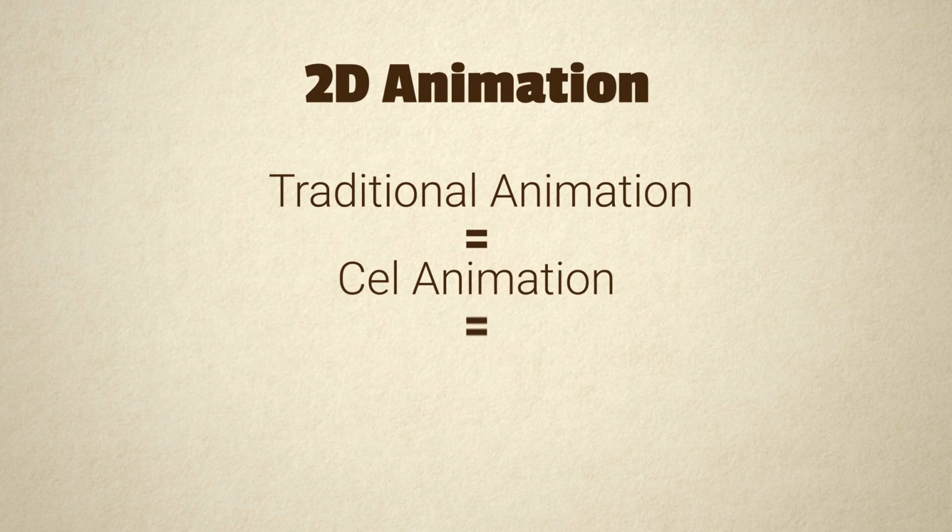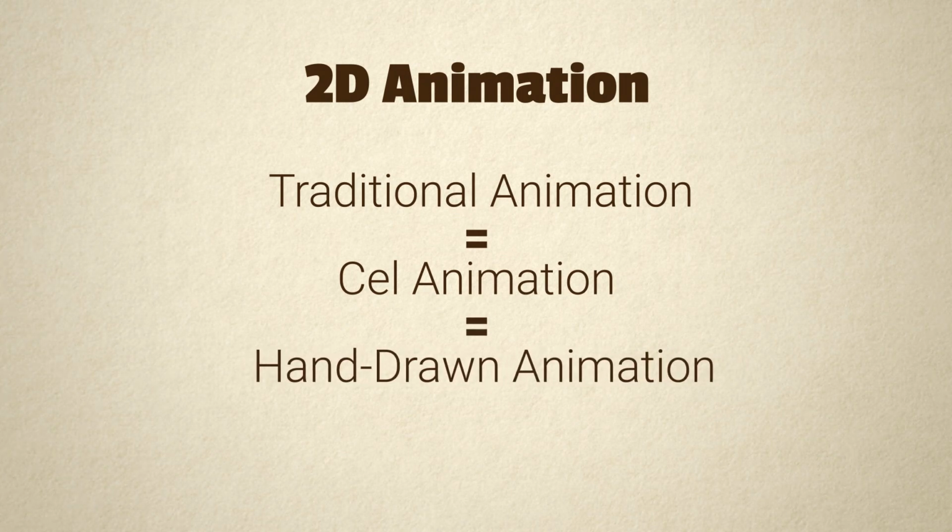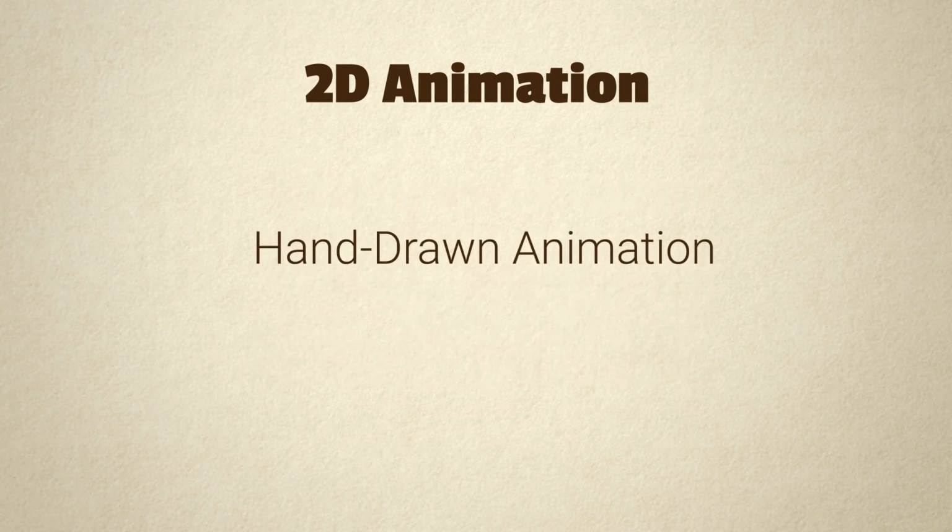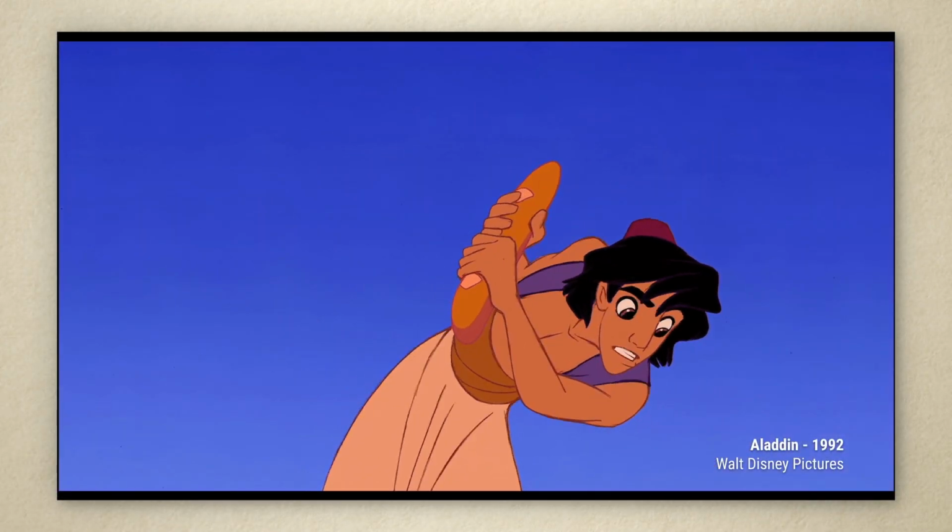Next, let's look at 2D animation. The first type of 2D animation might be called traditional animation or cell animation, but I prefer the term hand-drawn animation, because that's the most clear and relevant thing that distinguishes it. This is the classic kind of 2D animation that you're probably most familiar with.